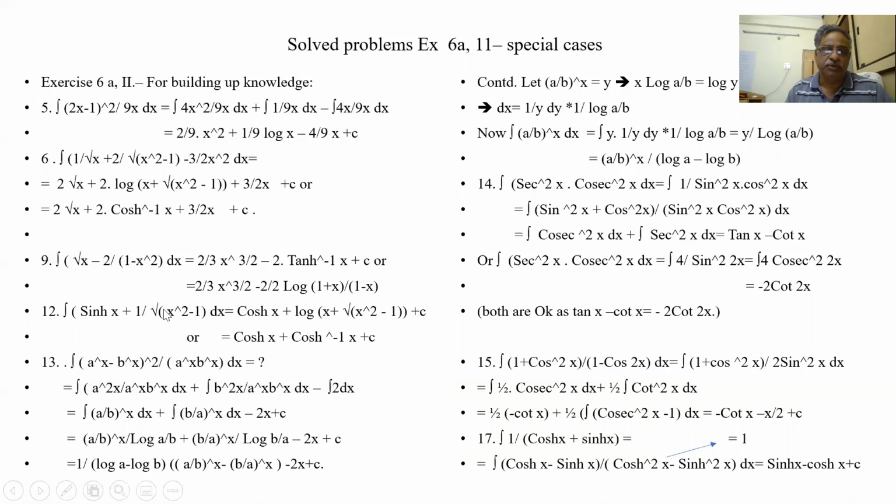So why not x square minus 1? 1 minus x square is written as 1 plus x into 1 minus x. So we have partial fractions and log 1 plus x by 1 minus x.